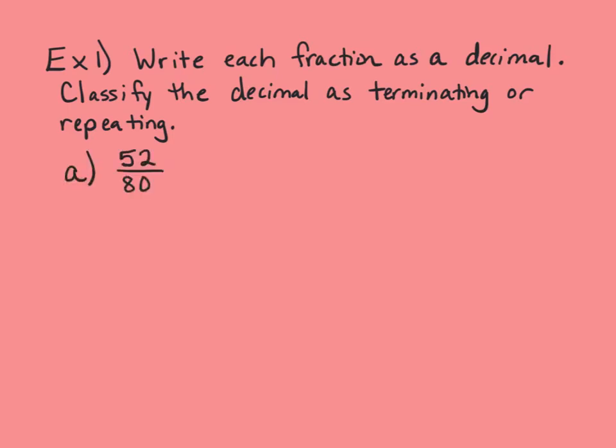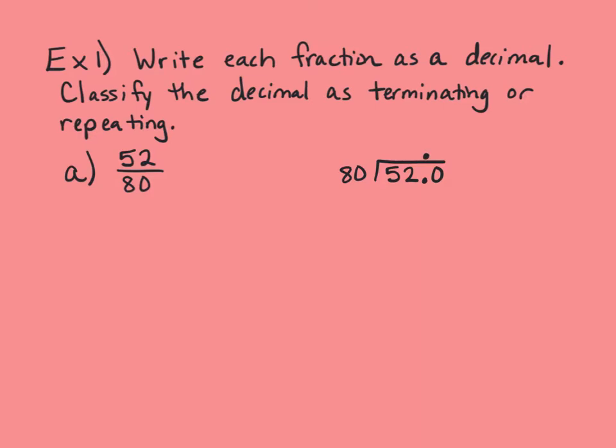So, first problem, we start with the fraction 52 over 80. We could say this as 52 out of 80. And to convert from a fraction to a decimal, we could use long division. So the numerator always goes under the division symbol. So this is 52 divided by 80. And we think 80 will not go into 52. So I need to place a 0.